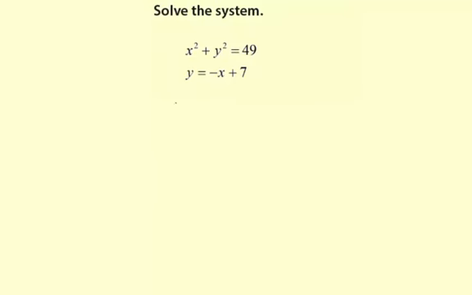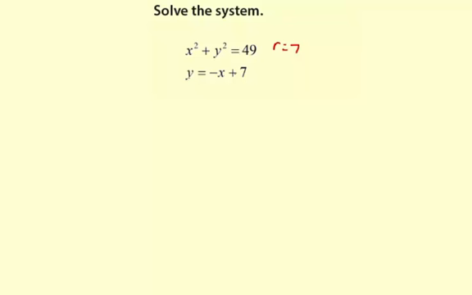Solve the system. x squared plus y squared equals 49, and y equals negative x plus 7. So this x squared plus y squared equals 49 is a circle with a radius equal to 7, and y equals negative x plus 7 is simply a linear equation. So we want to find out the points of intersection.